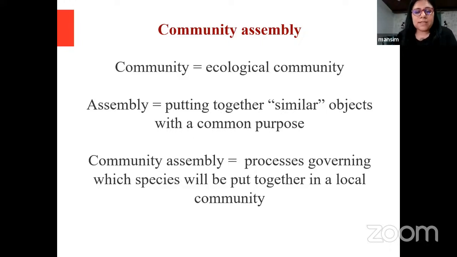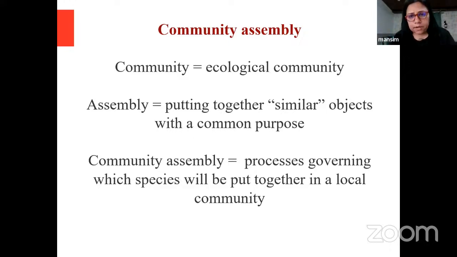Now, what are community assembly processes and what do I mean by community assembly? In plain English, the word assembly refers to a collection of similar objects which have been put together for a specific purpose. Why have I assembled these tools here, or why have I assembled this table using all these similar looking wooden parts, right? In ecology, community assembly refers to all the processes which have put a community together, all processes which have put this specific collection of species of birds together in this location.